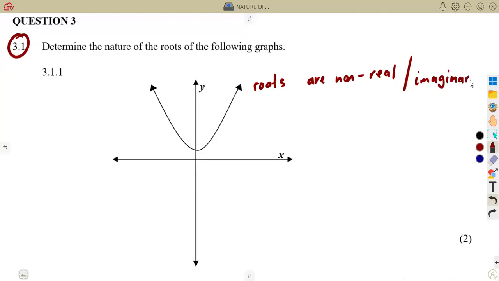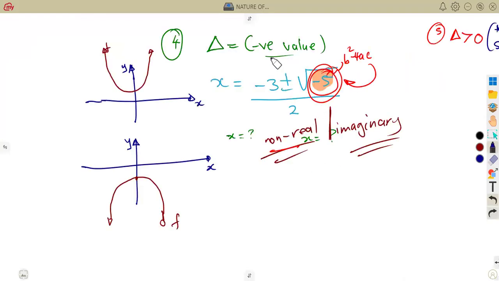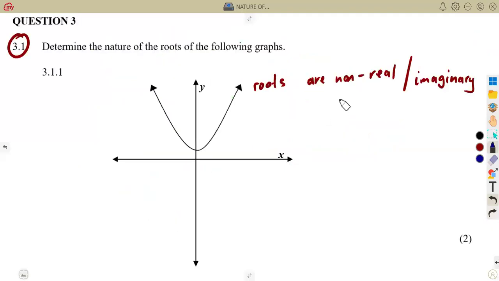So you can also refer to that as imaginary. Meaning to say, if they are imaginary in our case, what is it about the delta? It's a negative value. Our delta in that case is a value less than 0, a negative. That was the condition, guys.